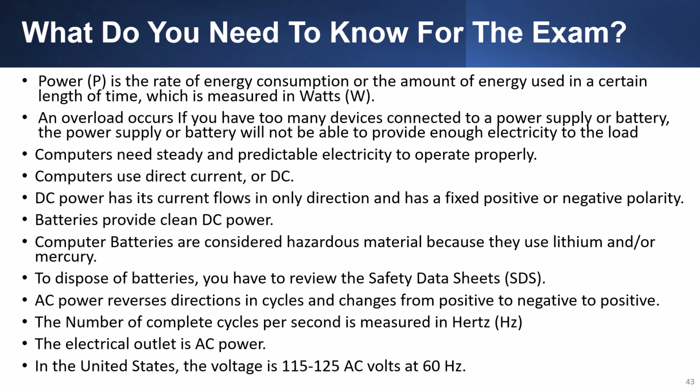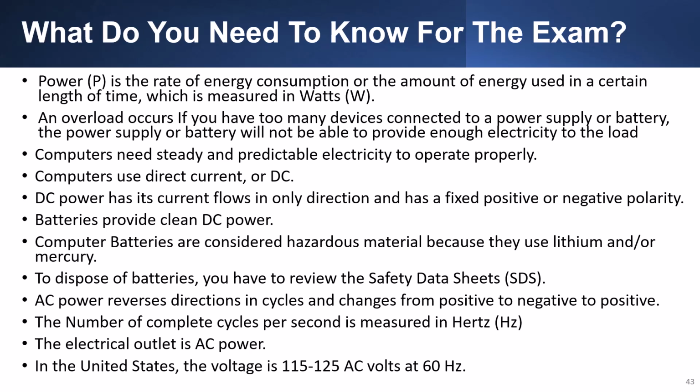Power is the rate of energy consumption or the amount of energy used in a certain length of time, which is measured in watts. An overload occurs if you have too many devices connected to a power supply or battery. The power supply or battery will not be able to provide enough electricity to the load. Computers need steady and predictable electricity to operate properly. Computers use direct current or DC.